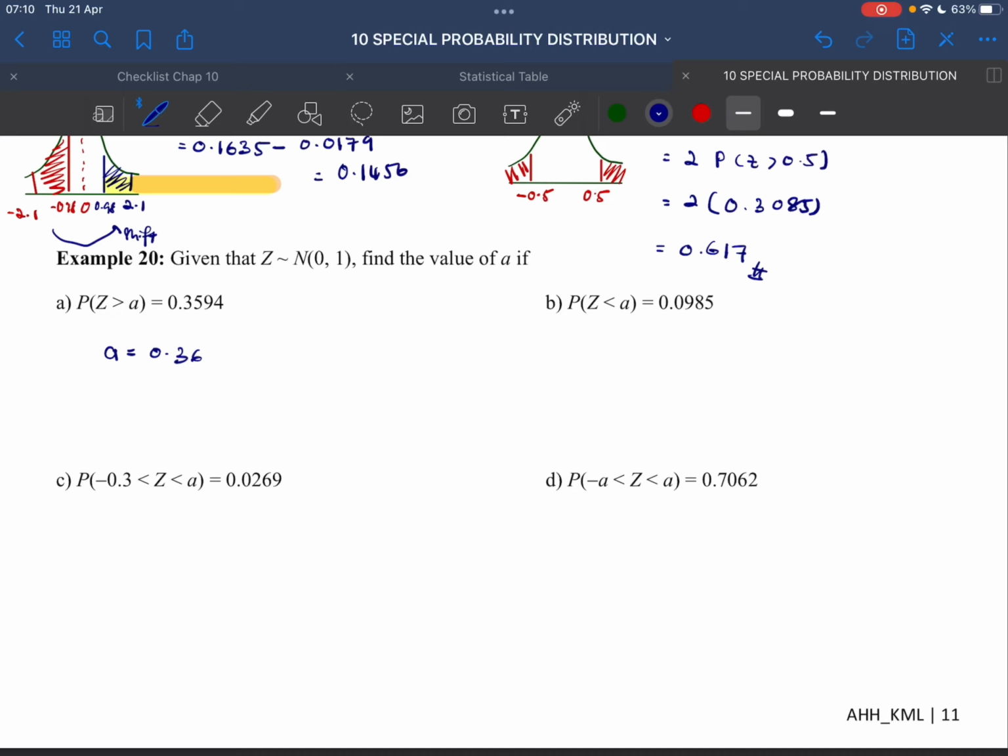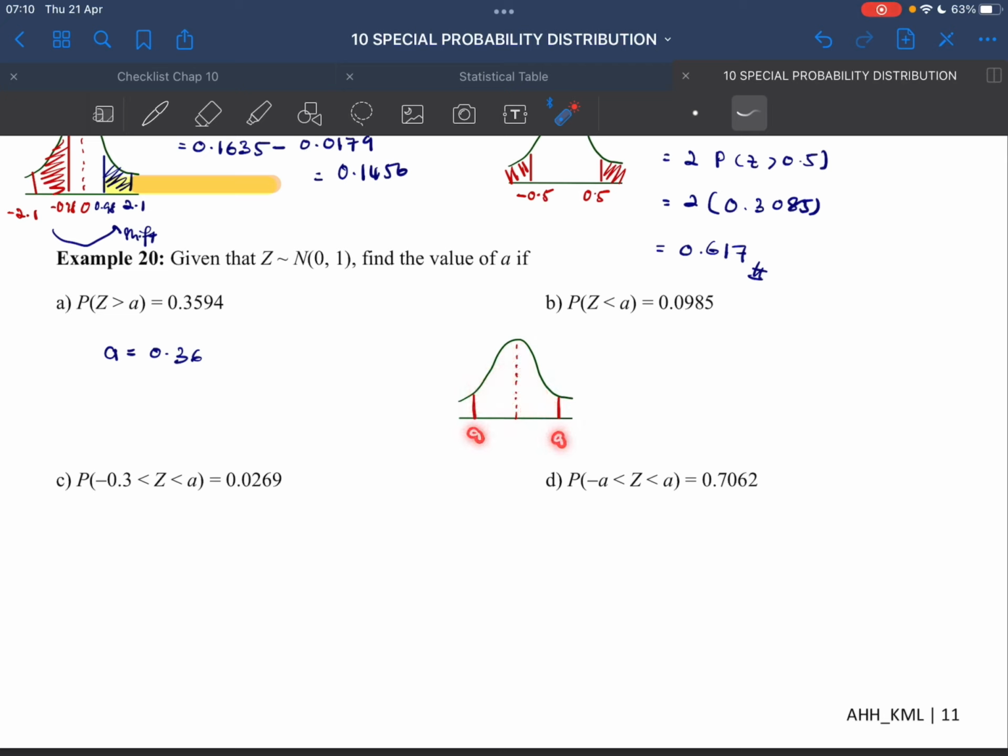Okay, question B. Here we have P(Z less than A) equals 0.0985. We cannot just straightforwardly find this in the table because this one is not greater than A. So this one is very important: draw your bell shape so that we can see here. Less than A. Okay, A can be positive or negative. We don't know the value of A. So let's say this one and this one here. If Z less than A, let's put this as A, Z less than A can be this area if this is your A, or can also be this area if this is your A. So is it here or here?